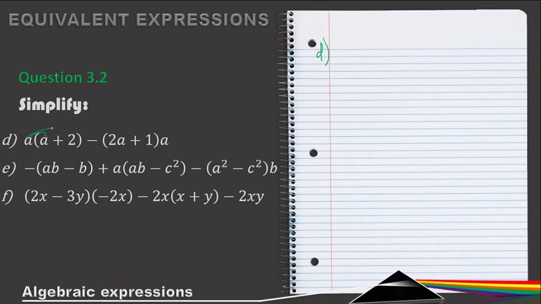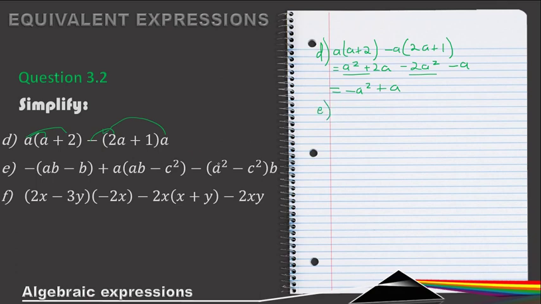Right, multiply these guys in. So, okay, before I do that, let's put the a in front of the bracket. So I have a plus 2 minus a 2a plus 1. So I multiply in the a, I get a squared plus 2a minus 2a squared minus a. Right, these are my like terms, so that becomes negative a squared plus a.